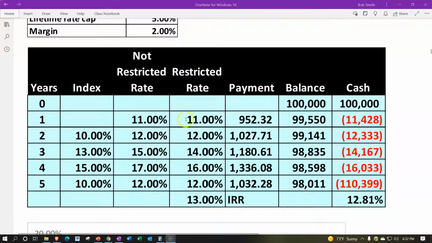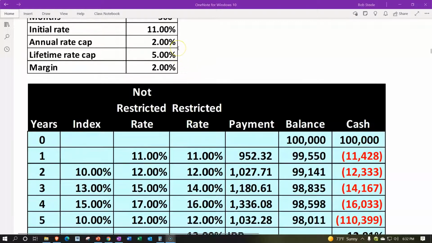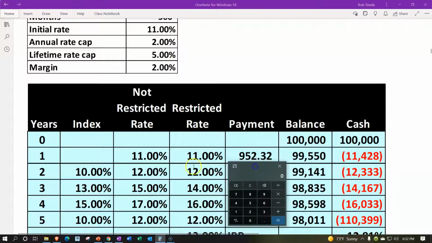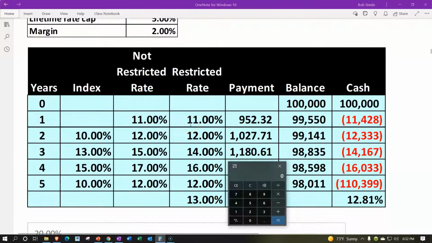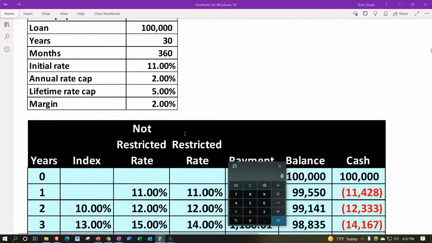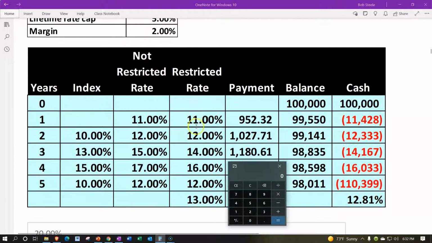For the second one, we can think about, okay, we can only go up by 2% according to the cap. So for year 2, if it was 11 before, it can go up to 11, 12, 13% and not violate the 2% cap. It only went up to 12%. It's not violating the lifetime cap of 16%, 11 plus 5. So we should be okay there as well for the second one.